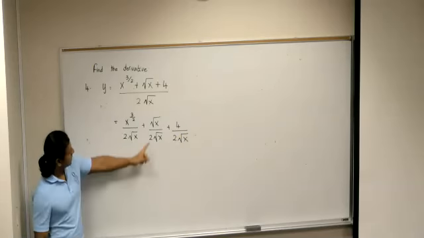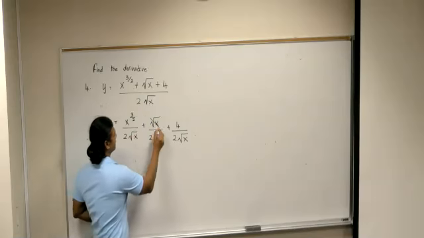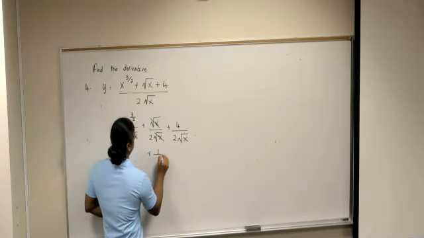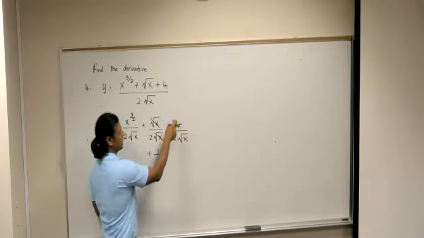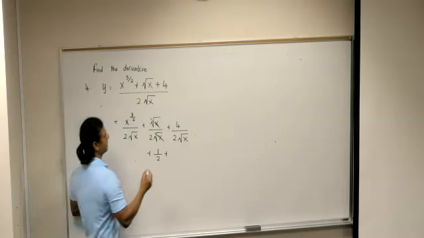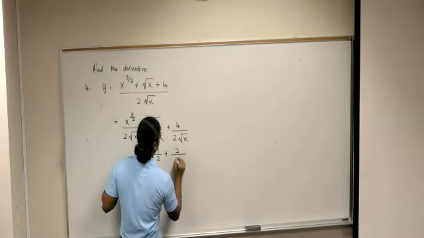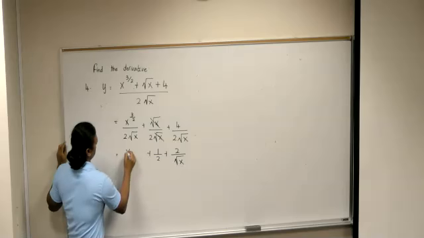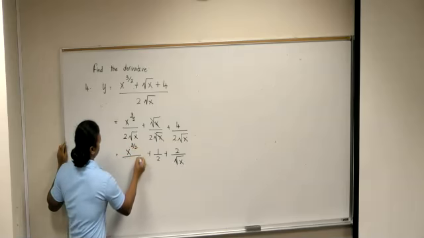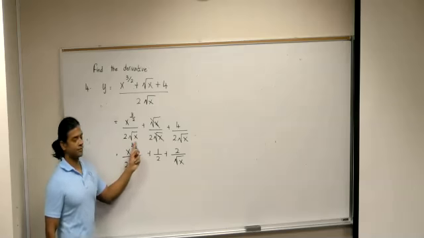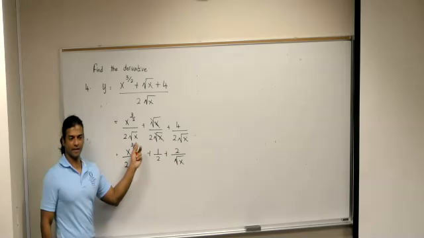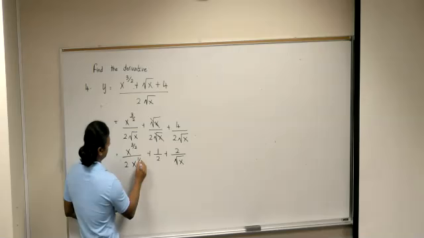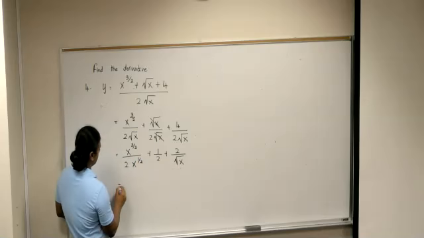So root x and root x will get cancelled. That middle term is easy. 2 and 4 will get cancelled, so 2 over square root of x. I could rewrite square root of x as x raised to 1/2, correct? So x raised to 1/2. Could do the same thing over there.